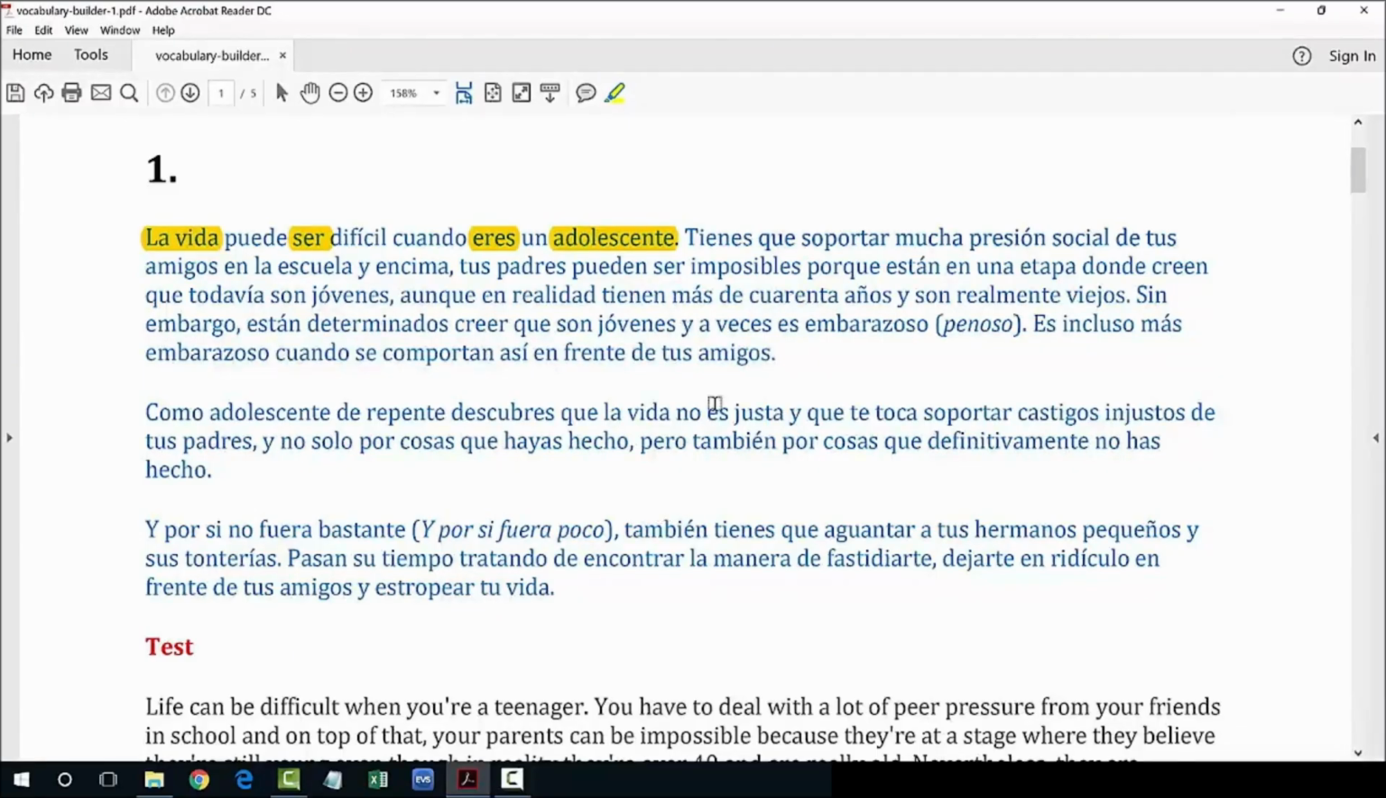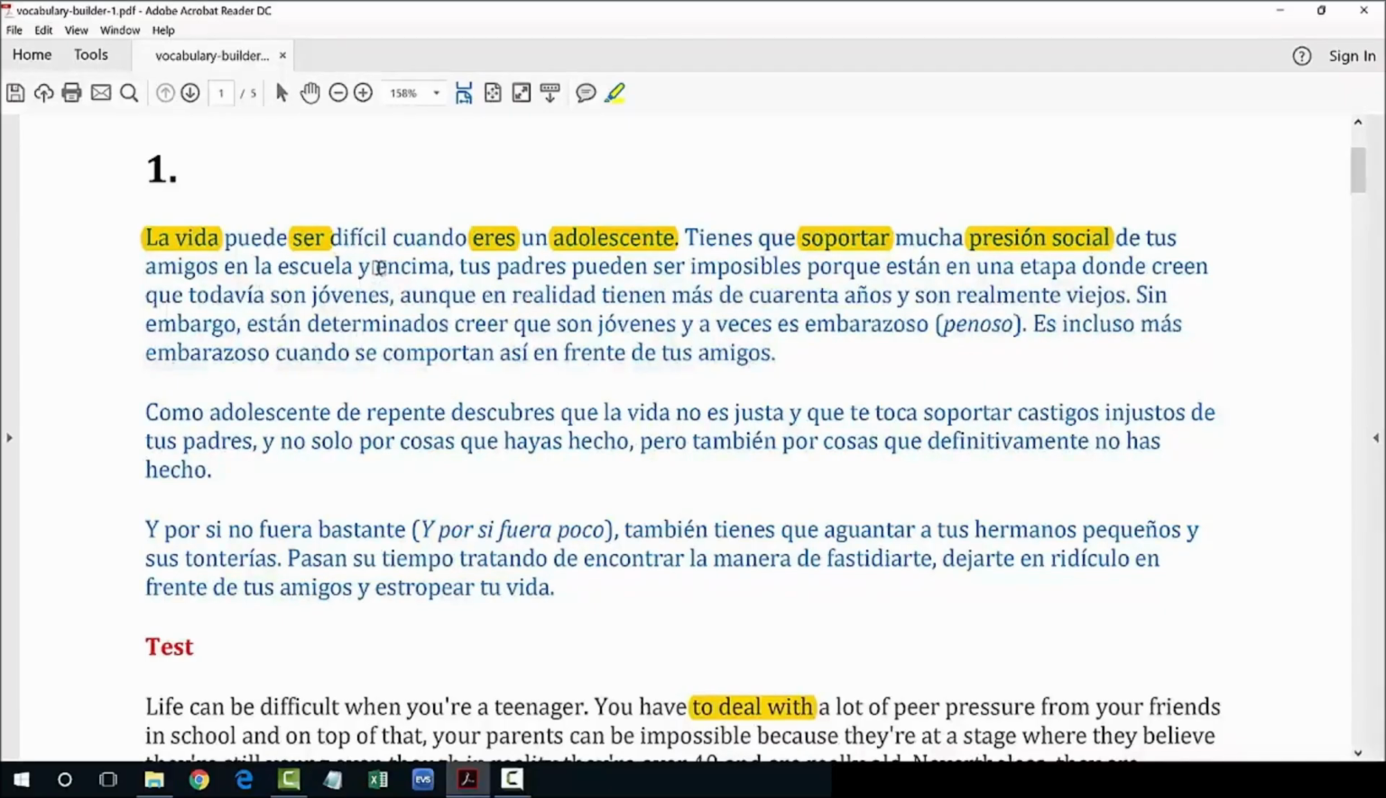In the next line we have tienes que soportar mucha presión social de tus amigos en la escuela. This verb here, soportar, is very useful because it can mean, as we see here, to deal with, or it can mean to endure or to put up with. So it's very versatile. And then we have the word for peer pressure, presión social. This is feminine, being an ION word, so we have la presión social, which is why we're having mucha to match it.